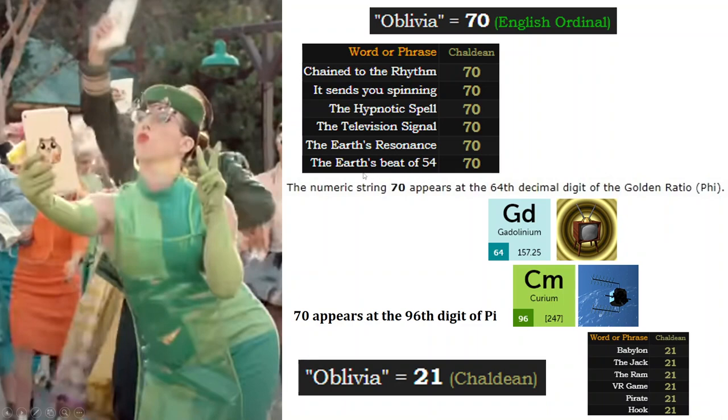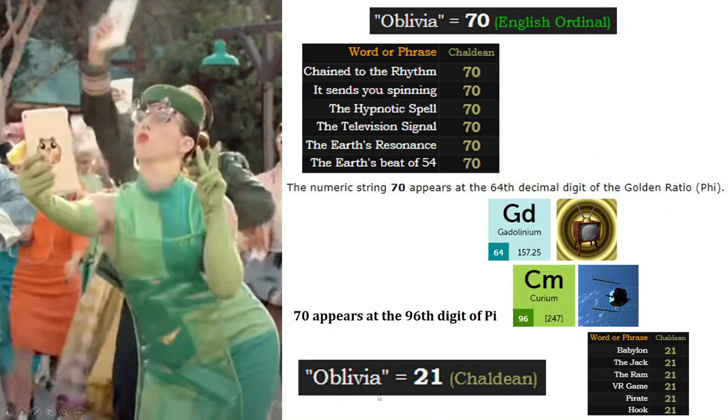and the Earth's resonance. 70 appears at the 64th digit of the golden ratio, and 64 is element gadolinium that has the symbol of a television, so it makes sense with the television signal. 70 appears at the 96th digit of pi. And 96 is element curium that has the symbol of a satellite. So it all has to do with Cable 54 and the movie They Live.